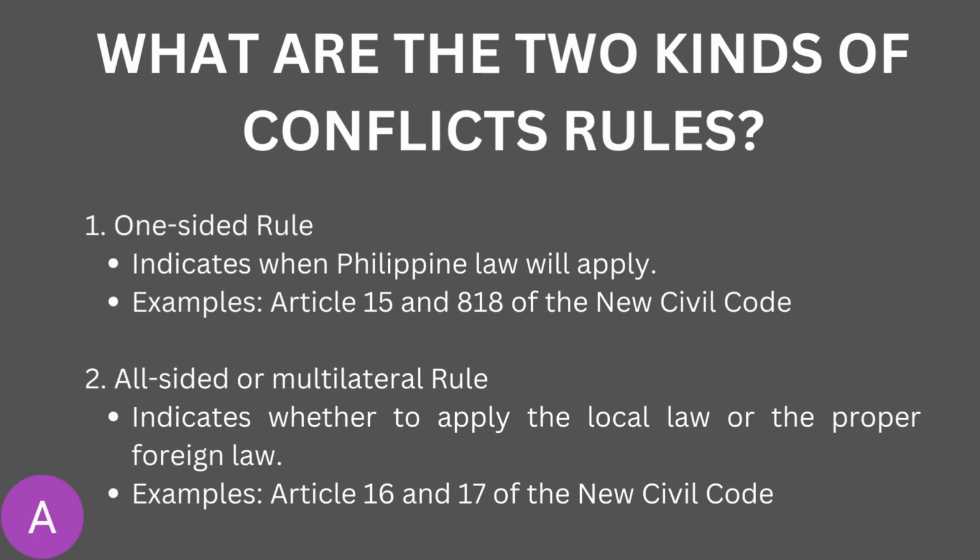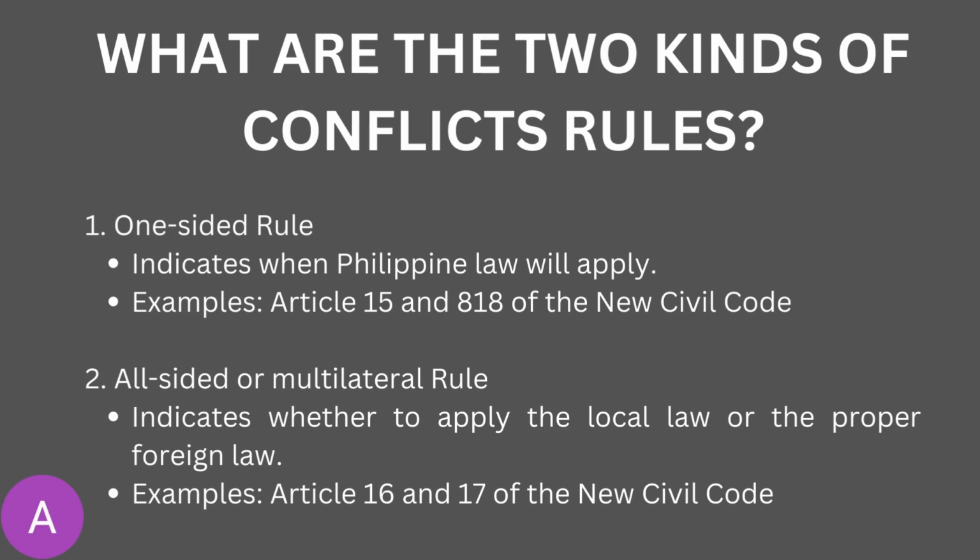Second, the all-sided or multilateral rule, which indicates whether to apply the local law or the proper foreign law. For example, Article 16 of the New Civil Code provides that real property as well as personal property is subject to the law of the country where it is situated. And Article 17 of the New Civil Code provides that the forms and solemnities of contracts, wills, and other public instruments shall be governed by the laws of the country in which they are executed. These provisions tell us when to apply Philippine law or the proper foreign law.